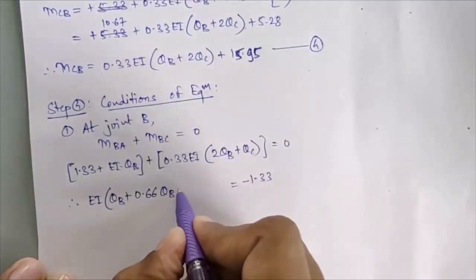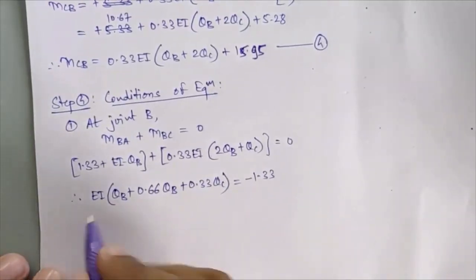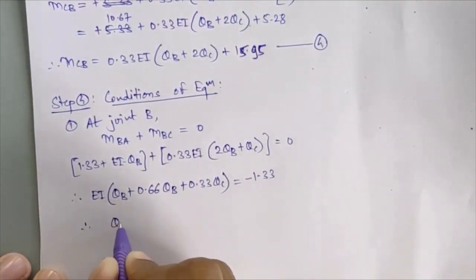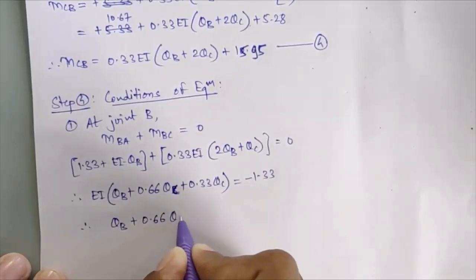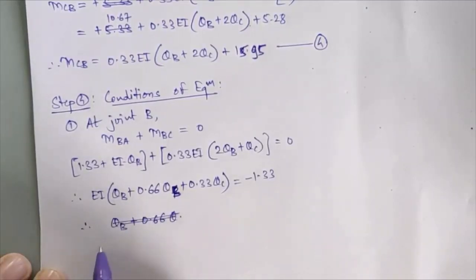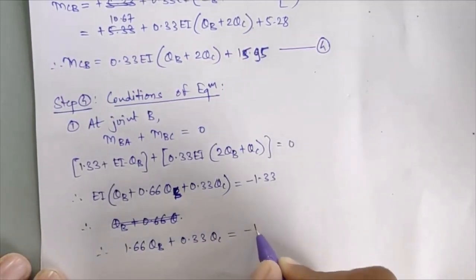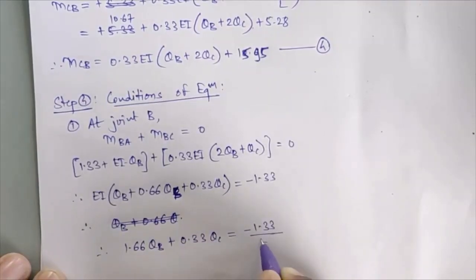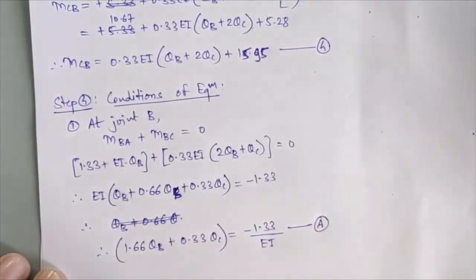Next, the theta C term remains, so 0.33 into theta C. So here I get my first equilibrium equation. What will that be? Theta B plus 0.66, sorry, here it is theta C, so 0.66 of theta, no, this is theta B itself, that is 1 theta B plus 0.66 theta B. I get 1.66 of theta B plus 0.33 times theta C is equal to minus 1.33 divided by EI. So that will be my first equilibrium equation. I'll call it A over there.